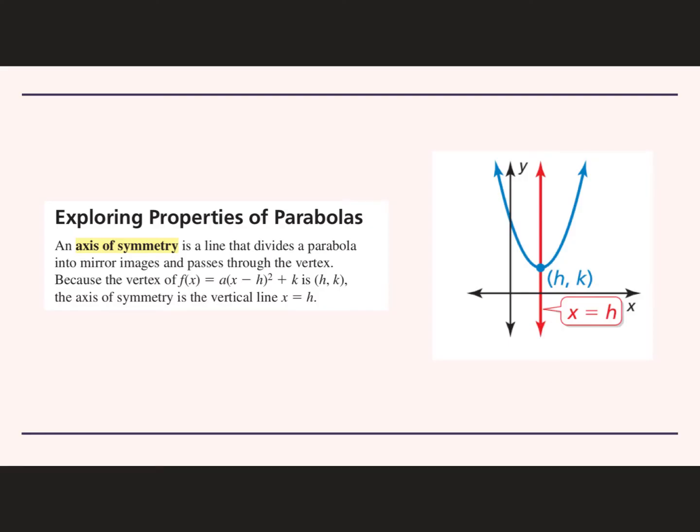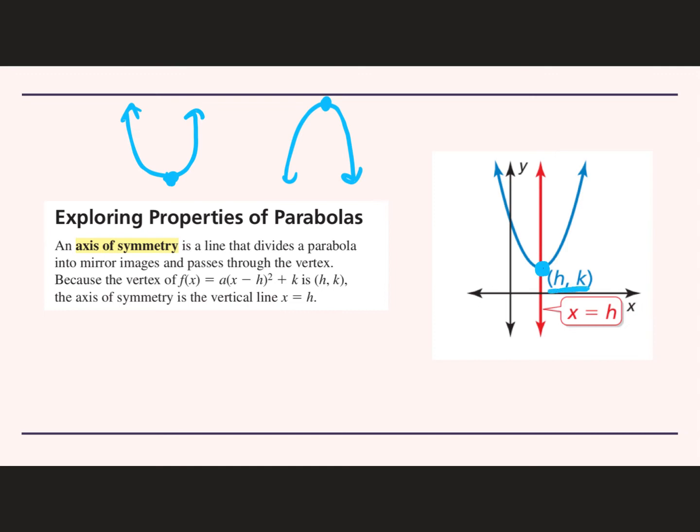As I mentioned in the first slide, our vertex is either the very lowest point of the graph or the very highest, depending on which way our parabola opens. It could be a smiley face like this, so our vertex would be the lowest point, or it could be a frowny face like this, and our vertex would be the highest point. So it's always the peak of the graph. And our vertex is h comma k.